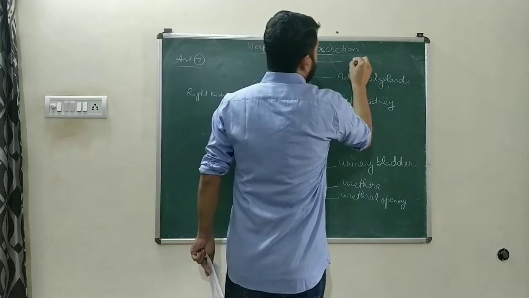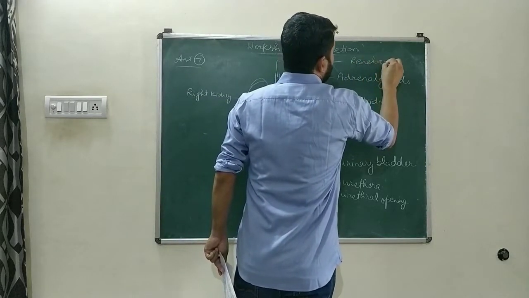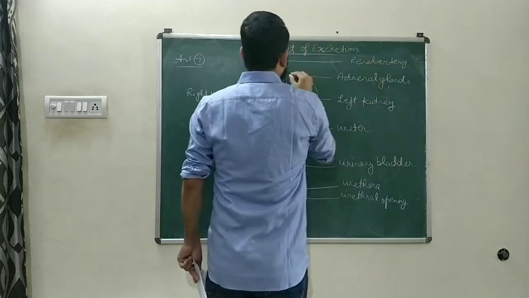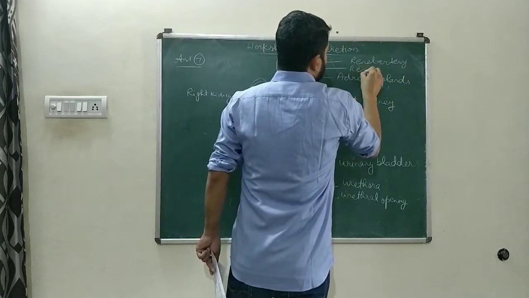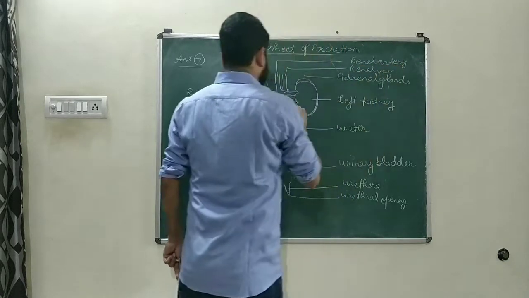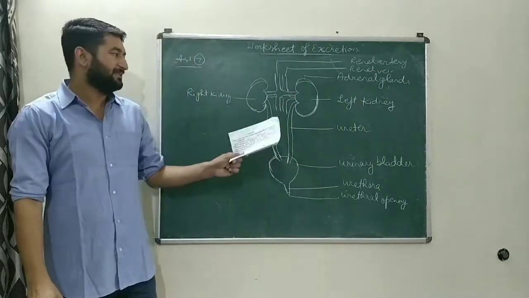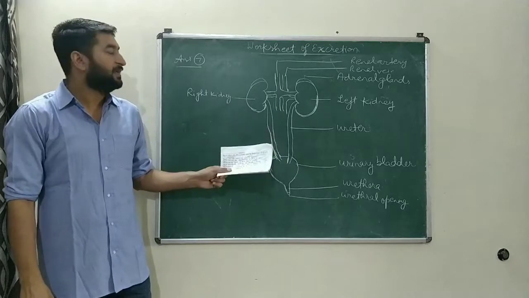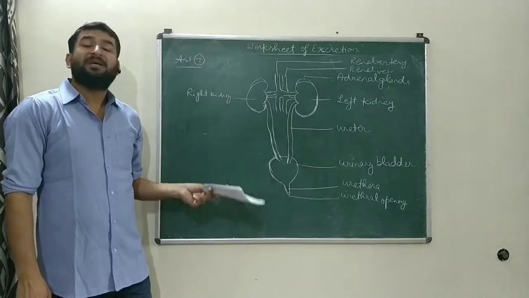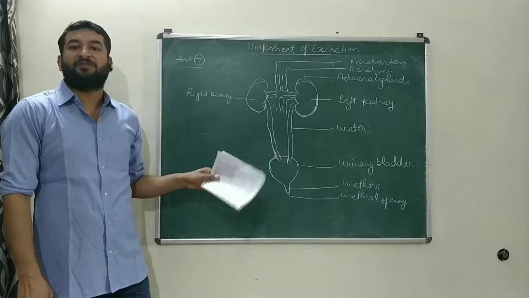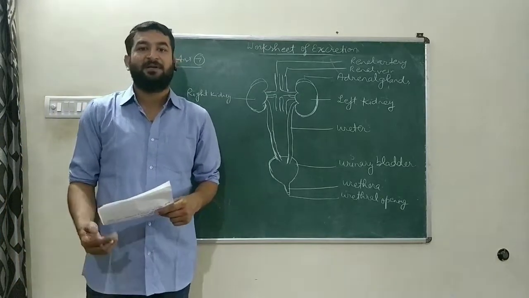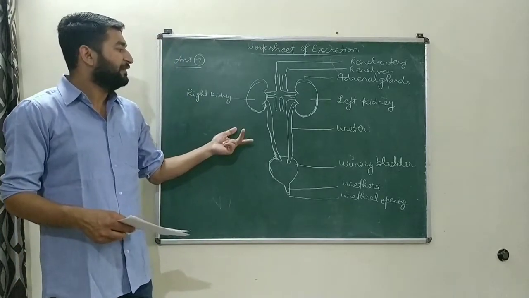This one is renal artery and this one is renal vein. This one goes further and divides in the form of aorta, but that is not to be represented in this diagram. So that's the human excretory system. That is also a previous year question of 2018 board exam. So draw this diagram very carefully.